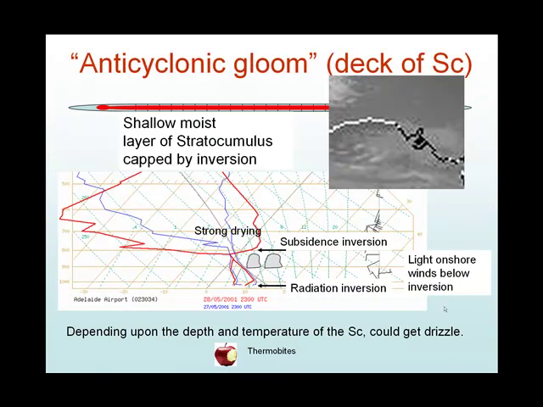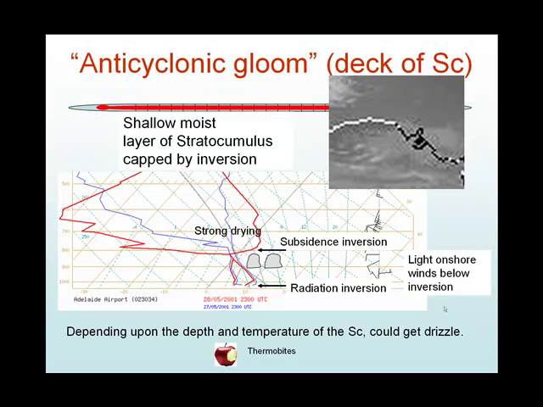Very often you get what's known as anticyclonic gloom, and that is a shallow moist layer of stratocumulus capped by an inversion. Here's the same trace that we saw earlier, and on the inset there's a satellite image, and you can see a large sheet of stratocumulus cloud in that. So between the subsidence inversion and the beginning of the saturated and near saturated layer you have the formation of stratocumulus cloud. It just so happens in this trace too there's a radiation inversion near the surface.